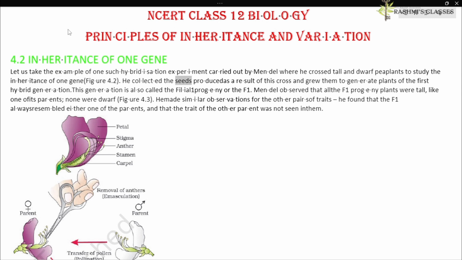He collected the seeds produced as a result of this cross and grew them to generate plants of the first hybrid generation. This generation is also called the filial 1 progeny or the F1. Mendel observed that all the F1 progeny plants were tall, like one of its parents, none were dwarf, figure 4.3.